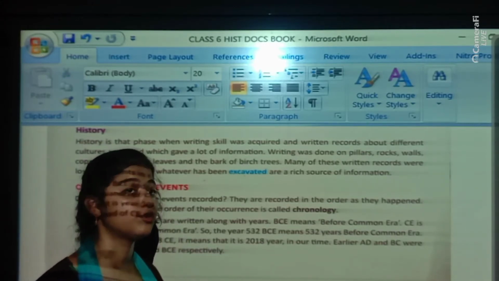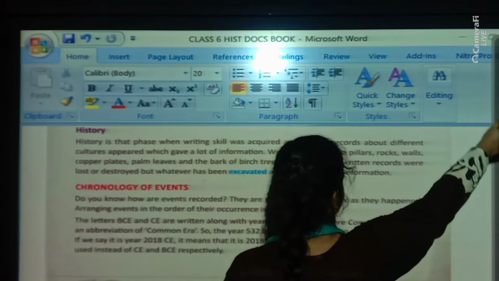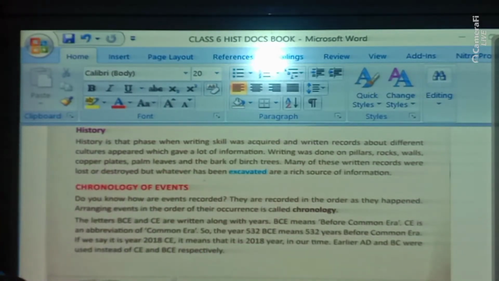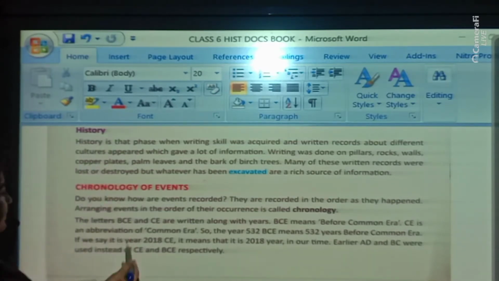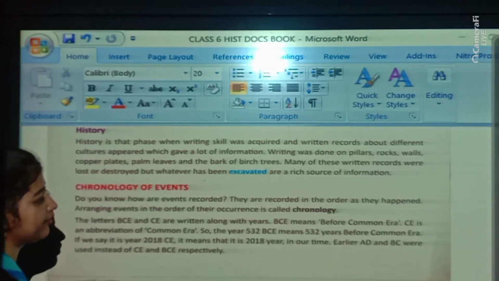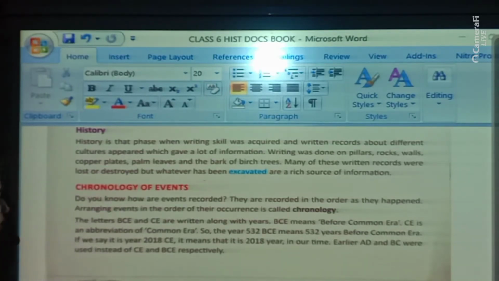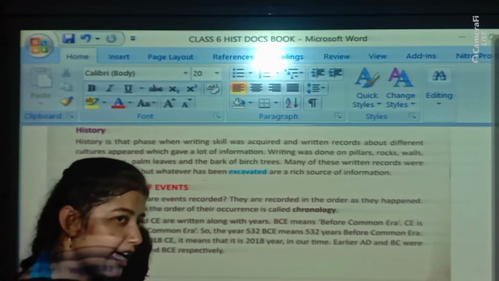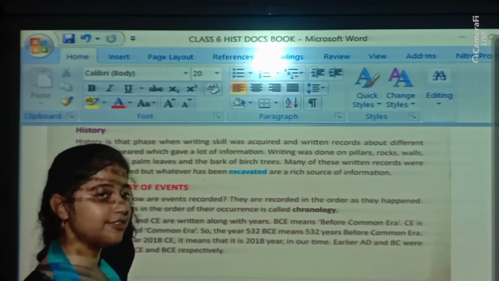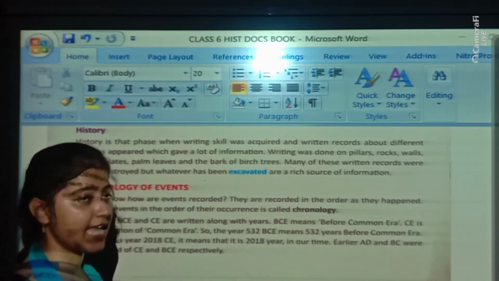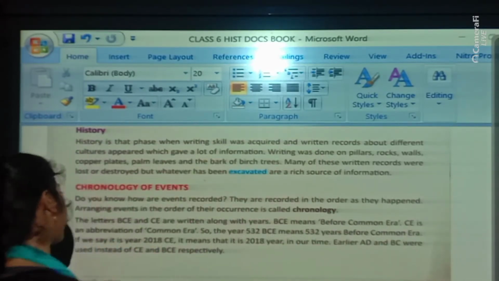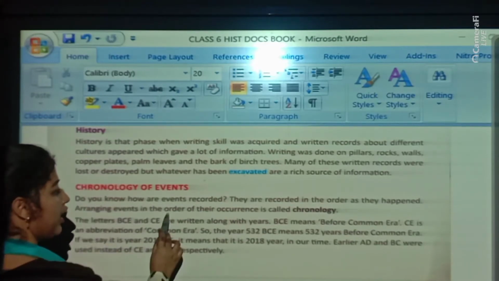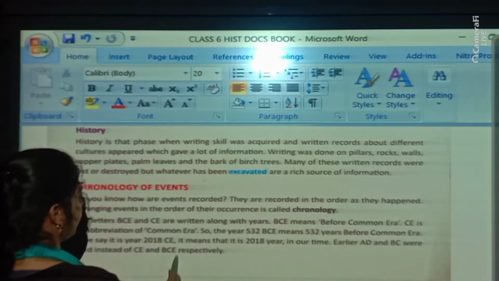So what are chronological events? Do you know how events are recorded? They are recorded in an order as they happened. Arranging events in an order of occurrence is chronology. Okay? If I simplify this, I have a better example for you. Just have a look. It says that arranging events in an order of occurrence is called chronology.